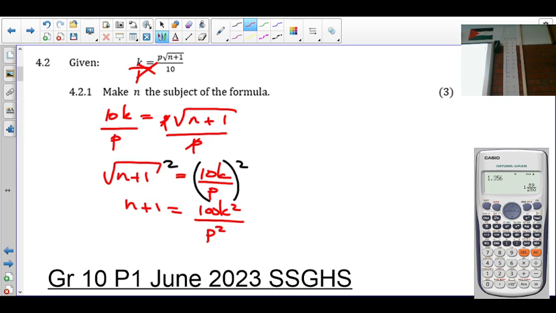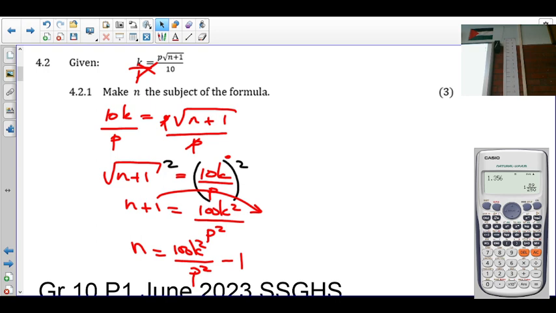Now what? Minus 1 over. Or I could have left it as that. So n is equal to 100k squared over p squared minus 1. Okay. You can go a step further and find p squared as your LCM and then say it's going to be 100k squared minus p squared over p squared, but for no extra marks. Okay. We have made n the subject. That's what you are marked on. And if there's a question saying make n the subject of the formula and simplify, then you'd have to go a bit further.